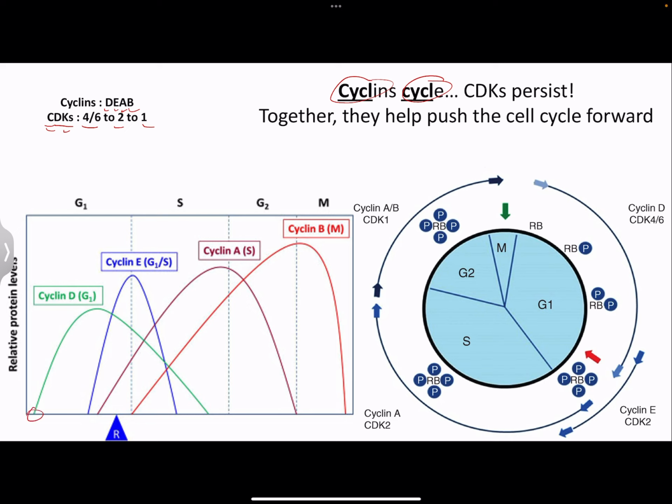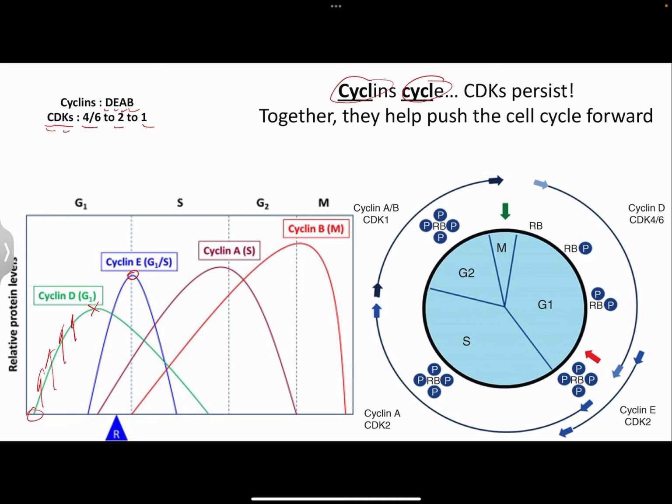Cyclin D is going to start to be transcribed and translated, and we see that the levels are going to go up, up, up, and they peak right towards the end of G1. Interesting. They're peaking towards the end of G1, and that's because they're combining with CDK4. CDK4 is cyclin-dependent kinase 4. So when it's paired with its partner, they can now try and push the cell cycle forward.